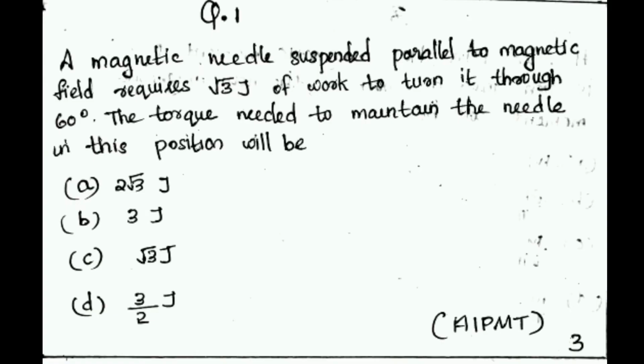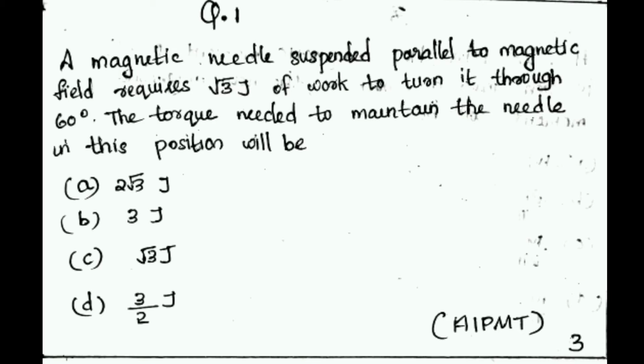Moving to the first question. A magnetic needle suspended parallel to a magnetic field requires root 3 joule of work to turn it 60 degree. The torque needed to maintain the needle in this position will be: A, 2 root 3 joule; B, 3 joules; C, root 3 joule; D, 3 by 2 joule. This question is a previous year question.